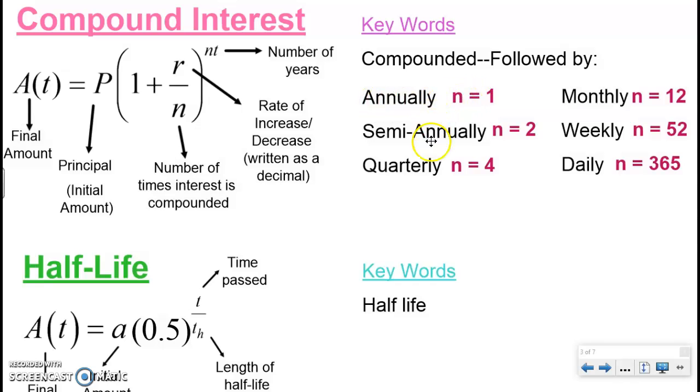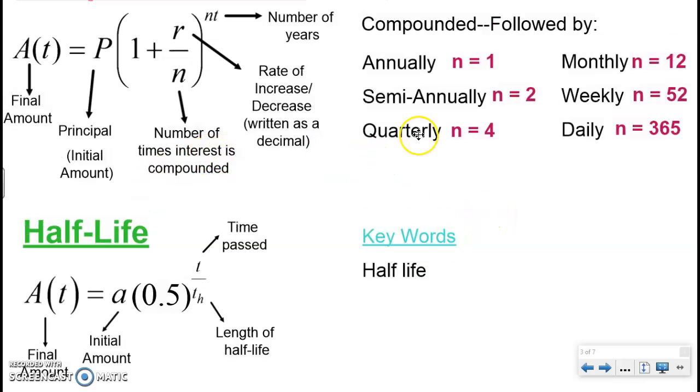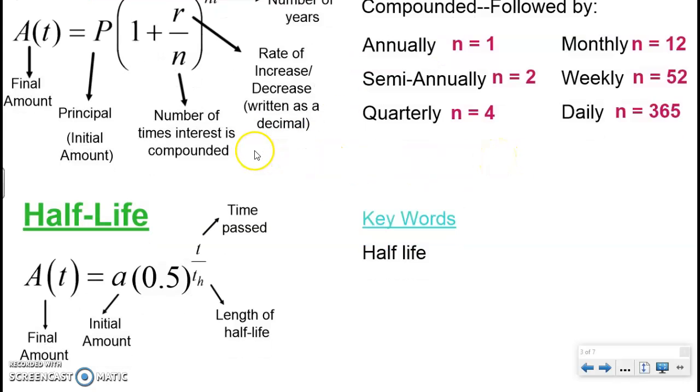Annually means once a year, semi-annually twice a year, quarterly 4 times a year, monthly 12 times a year, weekly 52, and daily 365. But you will see compounded blank times per year.